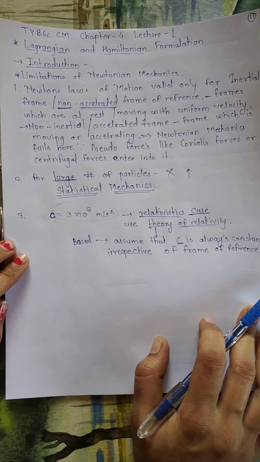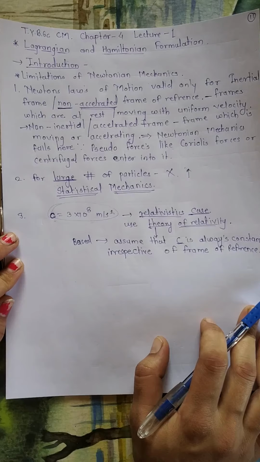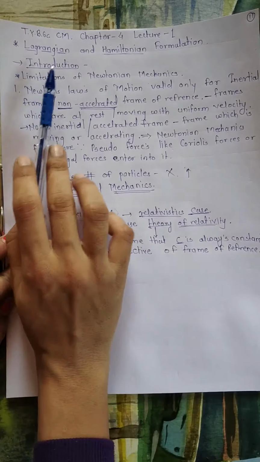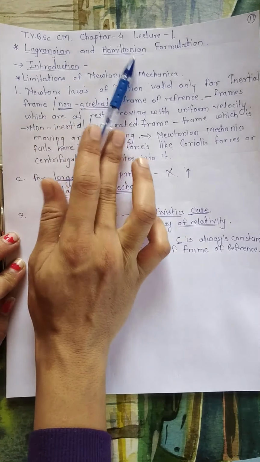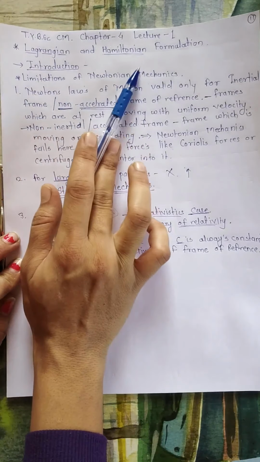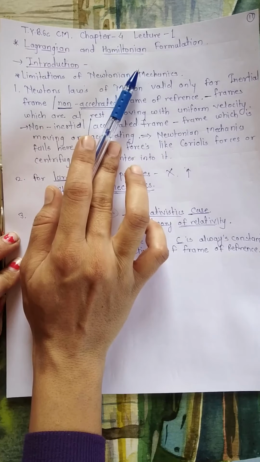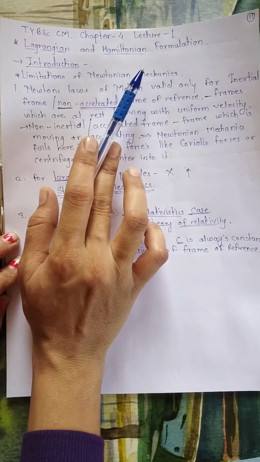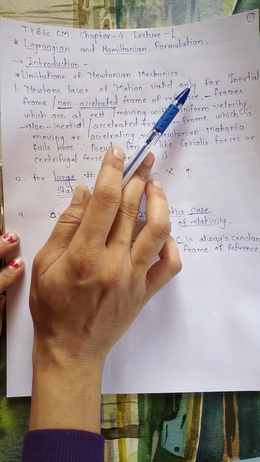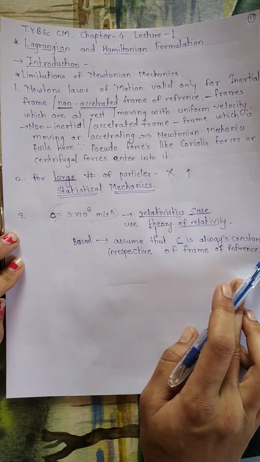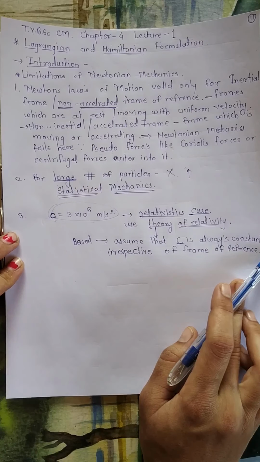For this we will need some basic concepts that you should know to study these types of formulation. So in the next lecture we will discuss those concepts, which are constraints, degrees of freedom, generalized coordinates, and configuration space. All these concepts are new for you, so in the next lecture we will discuss them.